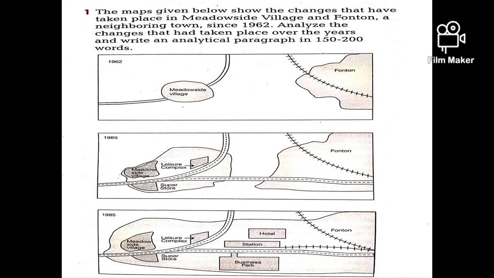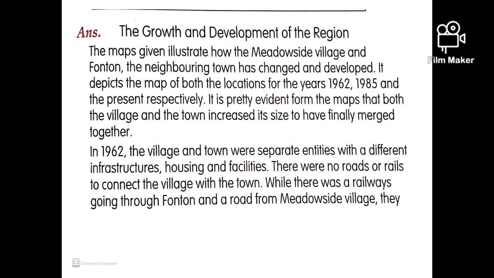Now let's move on to the answer. Look at the first one. This is the title: the growth and development of the region. This is called the claim statement or thesis. What you're going to do now is give an introduction and explain with the evidences. You have to explain the evidences to prove your thesis. The data will present you all the evidences, and then the conclusion.